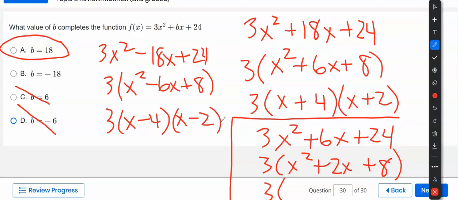I don't understand how I'm supposed to choose between them. What value of b completes the function?